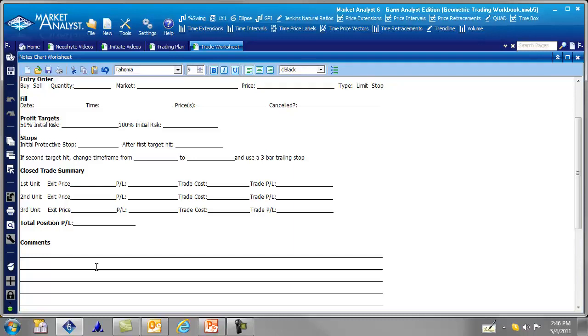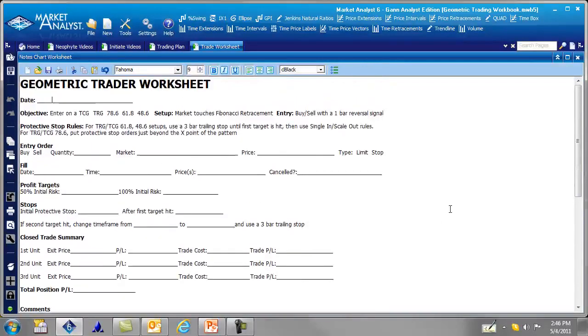Write those things down, and over time you have enough of these comments and you'll start to paint a picture here. And this is really what's useful. So that's your trader's worksheet. Like I said, you want a 3-ring binder.